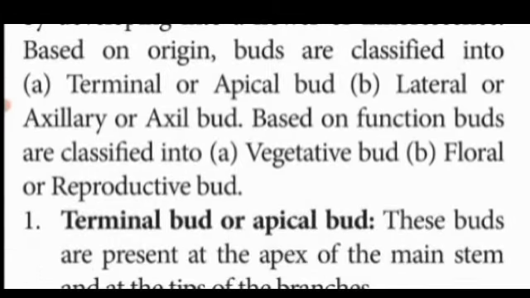Based on their origin, buds are classified into different types. One is the terminal or apical bud. Terminal means the bud which is present in the tip region, that is the apical region. Then the lateral or axillary bud. The bud which develops on the side of the branch is called a lateral or axillary bud. Based on the functioning of the buds, they are classified into two types. One is the vegetative bud, another is the flower bud or reproductive bud.